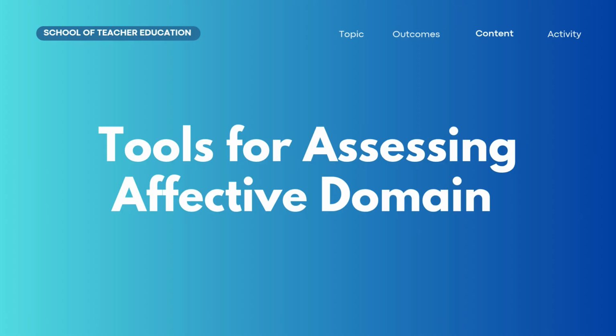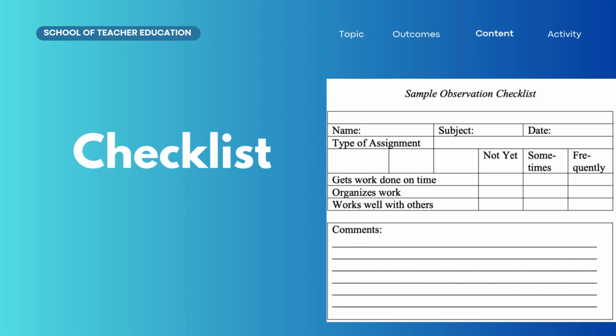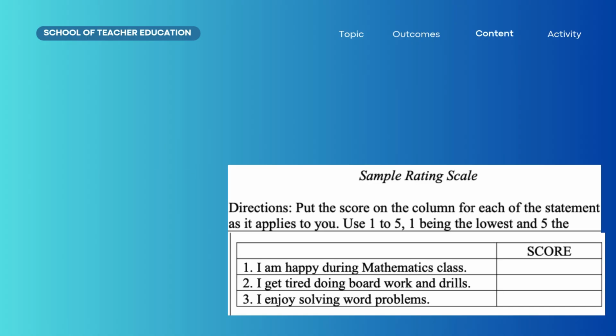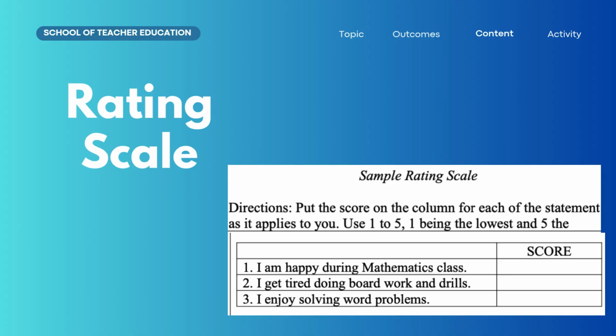Now, let's proceed to the tools for assessing affective domain. So remember that methods are ways on how we can do it, and tools are really the evaluation tools that we can use to assess affective domain. As I've mentioned earlier, we can use the checklist. So here, they can just check, like what you did earlier during the identification of those strands per soft skills. That is also an example of a checklist. We also have rating scale. So here, they're just going to rate themselves 1 to 5, whether they are happy during the mathematics class, they get bored, or they enjoy solving word problems.